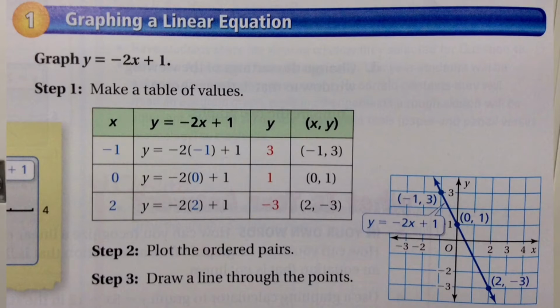And finally, we put in a value of 2 for x. When we put in a value of 2, we get -2 times 2, which is -4, plus 1, which is -3. So our ordered pair would be (2, -3), which means when we have an x equaling 2, our y, of course, equals -3. We plot those 3 points, those 3 ordered pairs, onto our graph. We draw a line through them. The end. Put little arrowheads on your line.